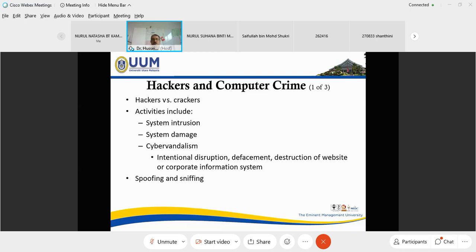Like a system intrusion. System damage. What is a system damage? They will damage your system. Yes, hackers. When they hack a system, they have different types of activities or purposes. Some hackers would like to take information without damaging your system. Some don't take anything, but they can damage your system or log into your server to damage your server resources.